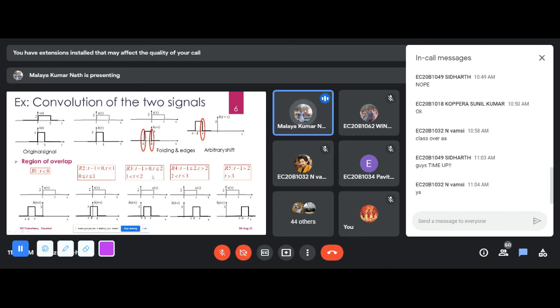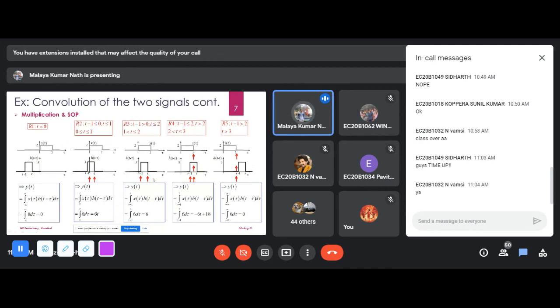So you have to again find the sum of product. What is the sum of product? In this case, this is the integration, that is y of t is equal to integral from minus infinity to infinity of x of tau h of t minus tau d tau. So when there is no overlapping, that means when t is less than 0, if you perform the integration, it will give rise to 0.